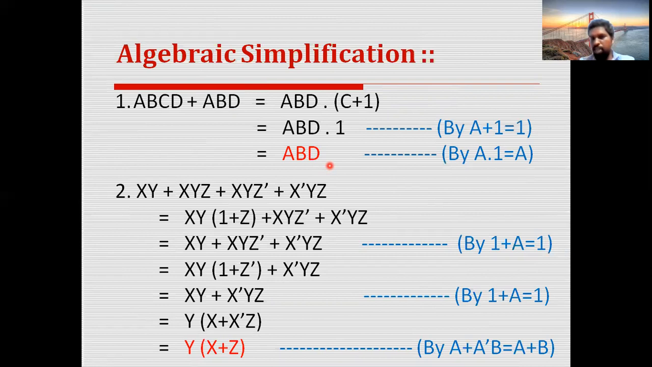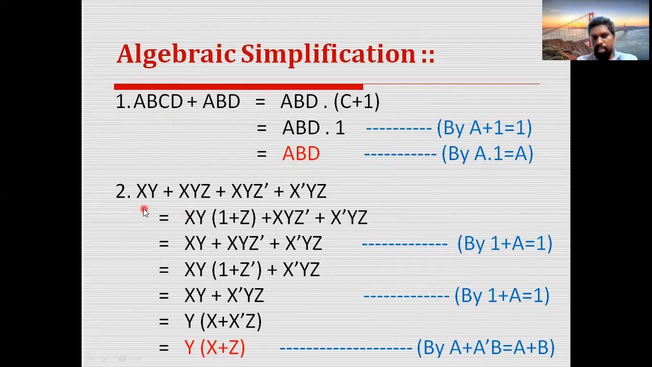Like that, you have more advantages when you have fewer terms in your Boolean expression. See here, the first question. ABC is common here, so take ABD common and you will get C plus 1. Already you have a property like A plus 1 is equal to 1, likewise C plus 1 is equal to 1, so you will get ABD. So these two terms have been reduced to a single term.